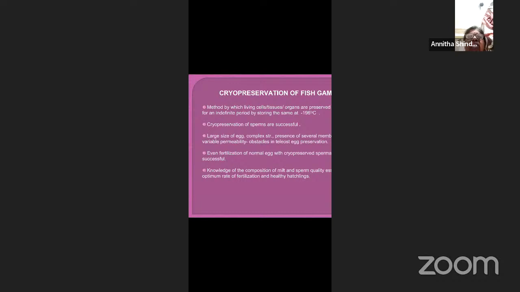Cryopreservation is the method by which living cells, tissues or organs are preserved and remain viable for an indefinite period by storing them at minus 196 degrees centigrade. An ordinary fridge will have only 4 degrees centigrade, but this is in minus. The cryopreservators have low temperature freezers, and in those you preserve them. That is what we call cryopreservation.